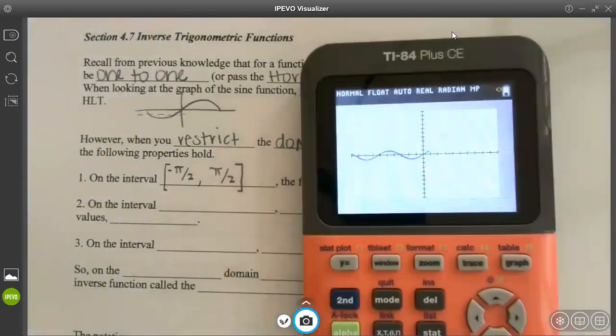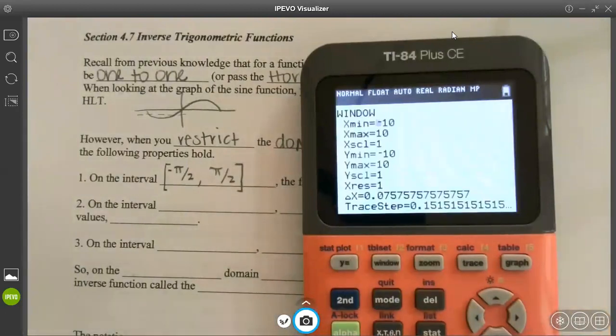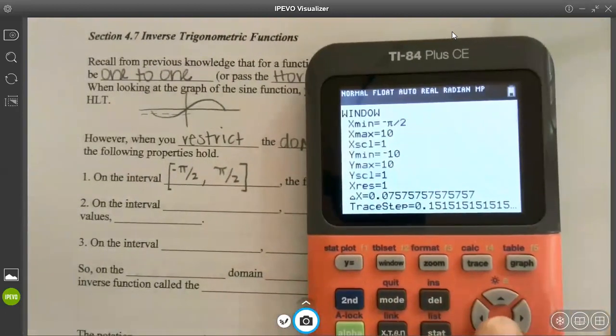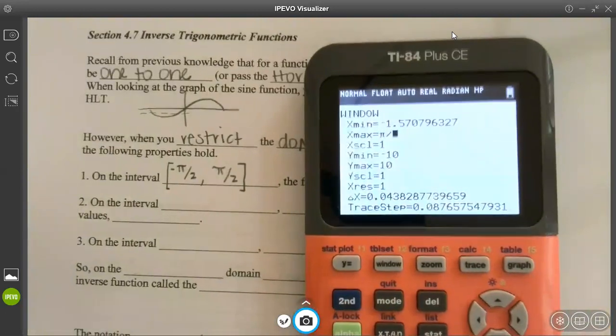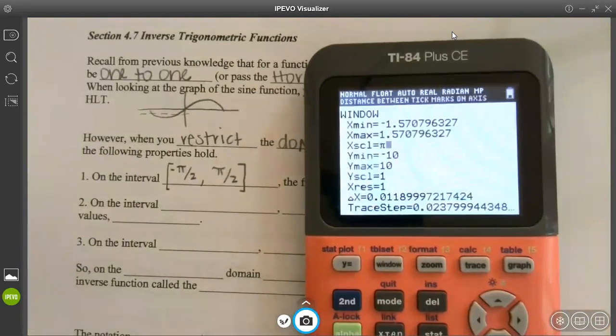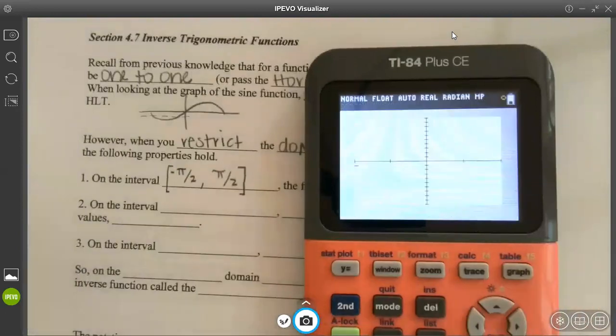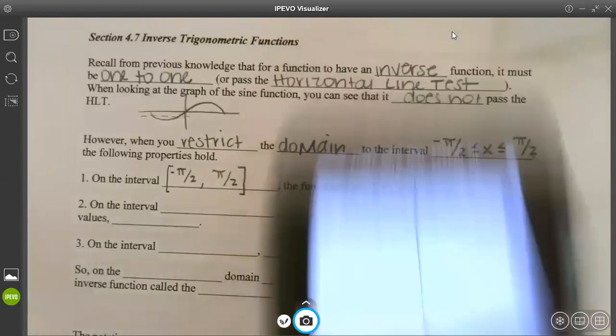All right, so here's a regular sine, not restricted, so it just keeps repeating itself. But if we change our window and restrict it from negative pi over 2 to pi over 2, and I'll even do it by pi over 4, you can see that it'll pass that horizontal line test. That's basically what it's showing you. So we don't have anywhere in this specific domain where I couldn't put a horizontal line. Does everybody understand that? So we're going to domain restrict it so that it becomes 1-to-1.